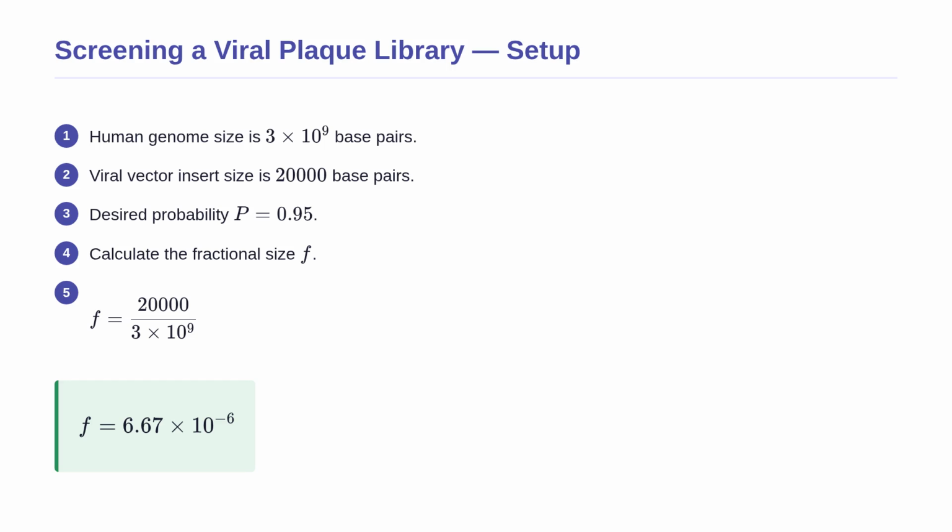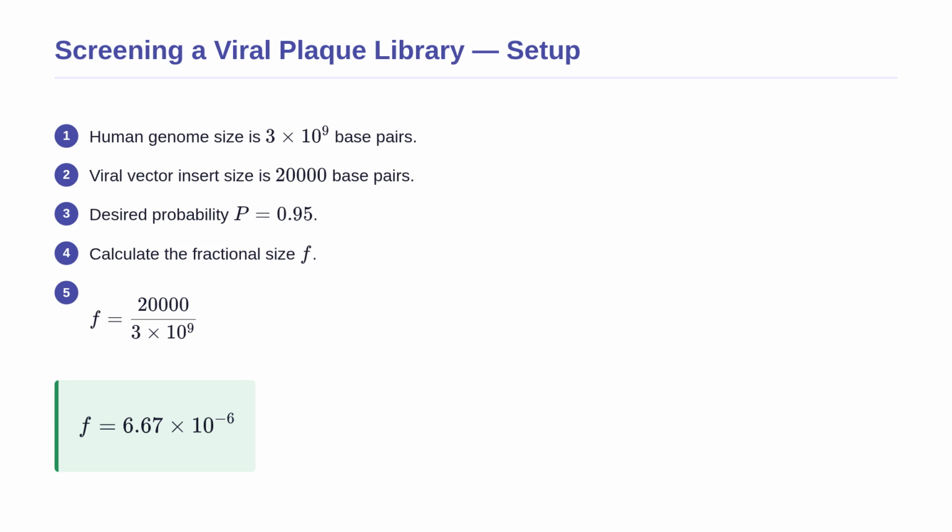Let us level up and look at a much larger scale example. Now imagine you are searching for a specific disease-causing gene in a human genomic library using bacteriophage plaques. The human genome is massive, approximately 3 billion base pairs. You are using a specialized viral vector that carries a large insert of 20,000 base pairs, and you want a 95% probability of finding your gene.